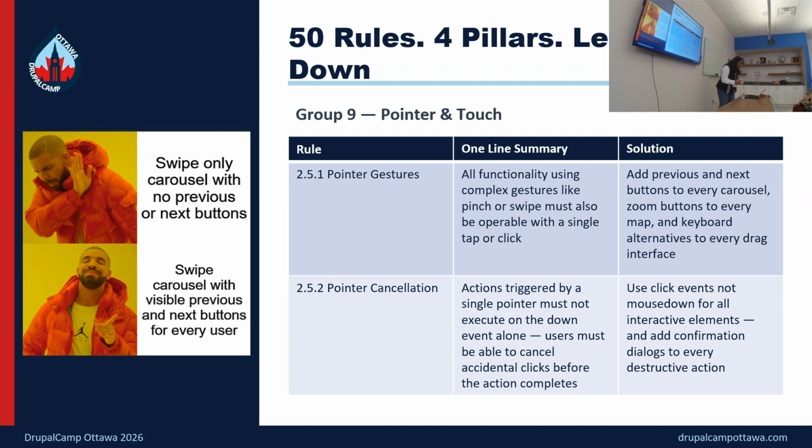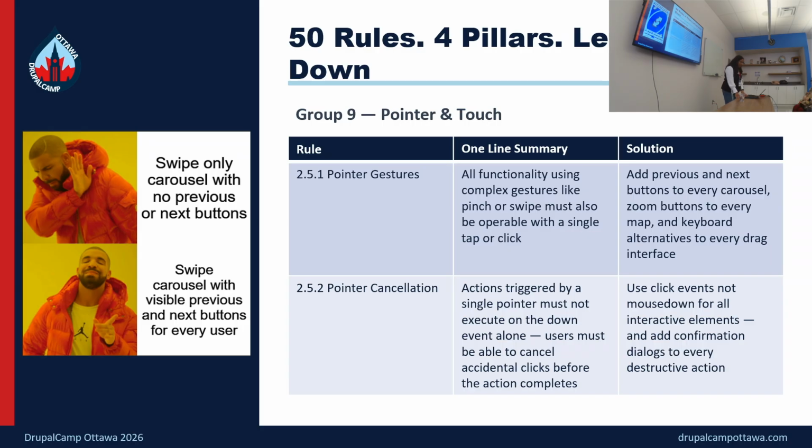Let's move on to the next one, that is 2.5.2, pointer cancellation. Actions triggered by a single pointer must not execute on the down event alone. Users must be able to cancel accidental clicks before the action completes. Pretty much simple. If a user who has some motion disability is trying to click or cancel, you must respect this rule. Solution for this is use click events, not mouse down, for all the interactive elements, and add a confirmation dialog to every destructive action.